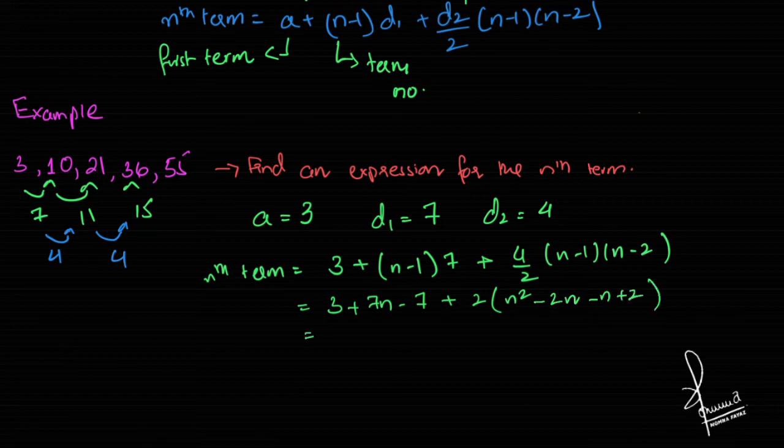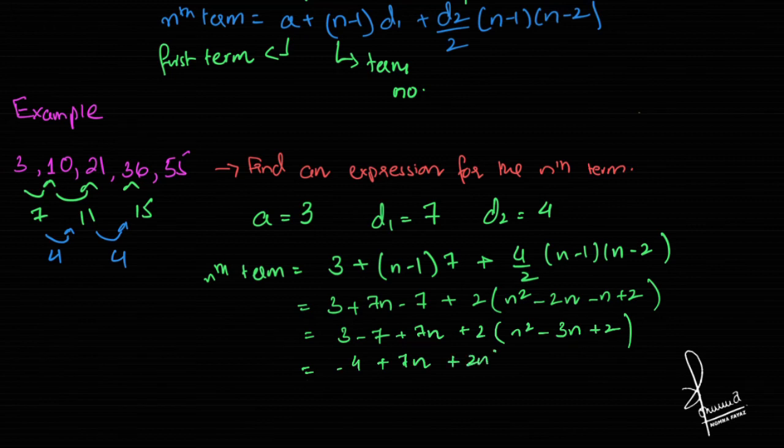Now, when you open the bracket, you will get 3 minus 7 plus 7n plus 2n square minus 3n plus 2, right? So 3 minus 7 is going to be minus 4 plus 7n plus 2n square minus 3 2s are 6n plus 4. This and this I can cancel out. I am left with 2n square. 7 minus 6 is plus 1 plus n, which is basically your nth term of this quadratic sequence.